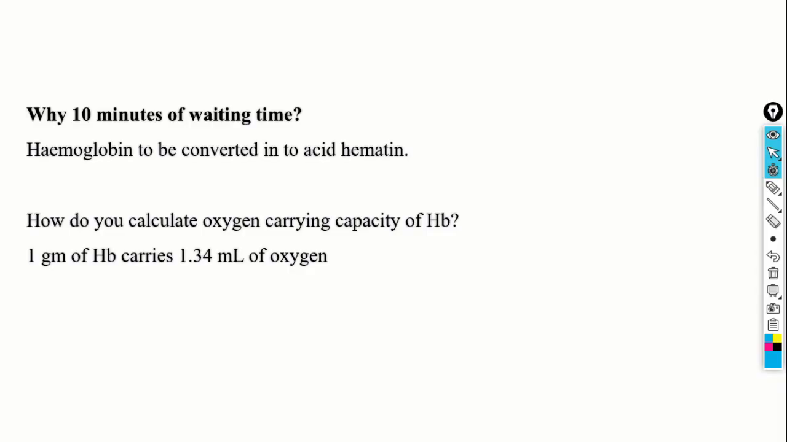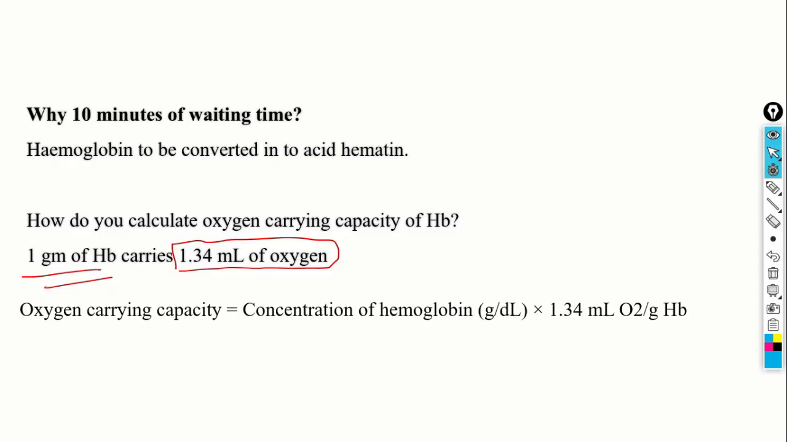And then how do you calculate the oxygen carrying capacity of hemoglobin? One gram of hemoglobin carries 1.3 ml of oxygen. You have to remember this. One gram of hemoglobin carries 1.34 ml of oxygen. So oxygen carrying capacity is equal to the concentration of hemoglobin in gram per deciliter times 1.34 ml oxygen per gram hemoglobin.